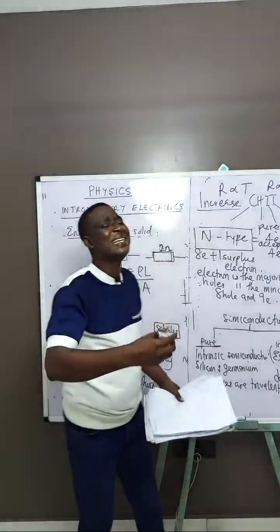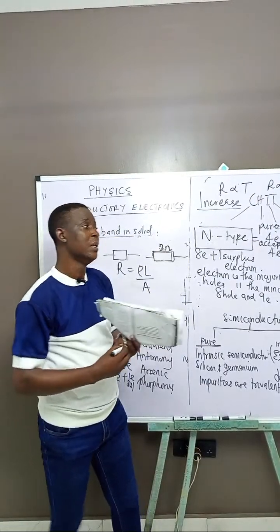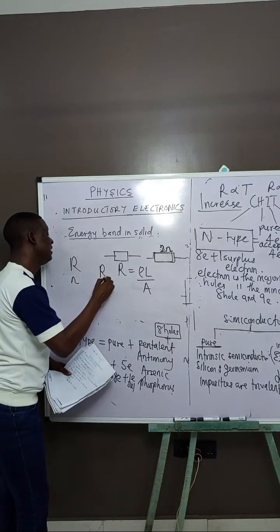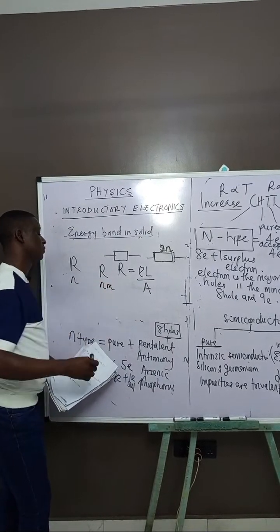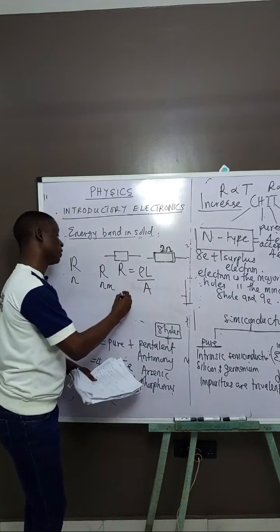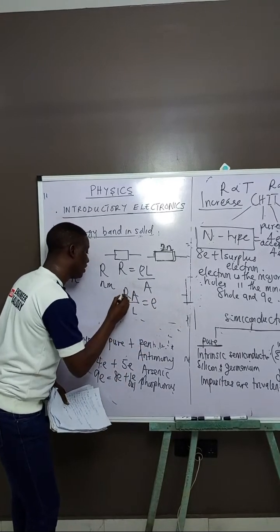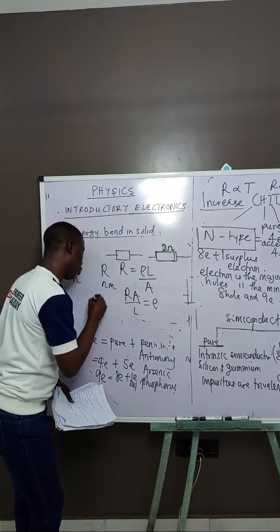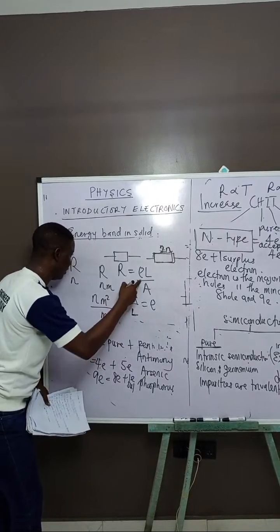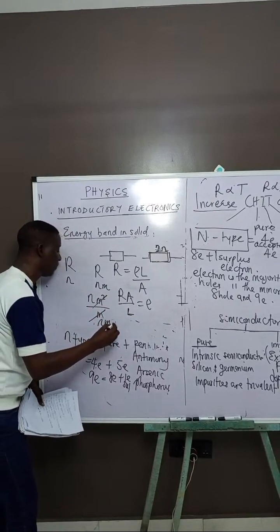And the resistivity depends on the conductivity of any material. Though we can say resistance is measured in ohms, resistivity is measured in what? Ohm meter. That is the unit, ohm meter. So we get it from this relationship: RA over L equals rho. Resistance is in ohms, area is meter squared, over meter for length. So if this cancels, we have ohm meter as the unit.